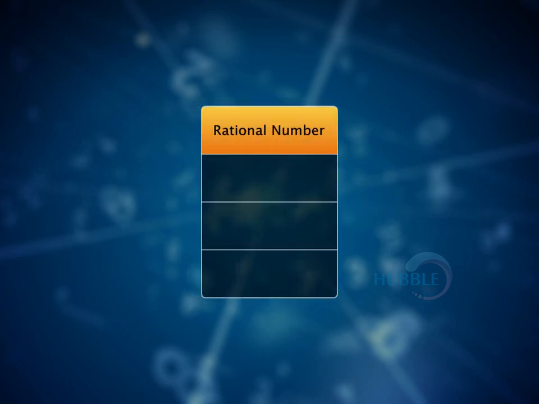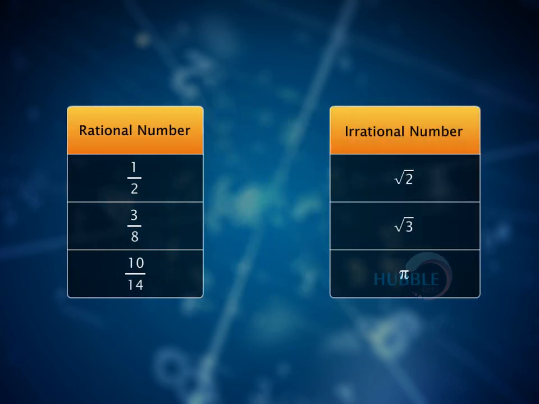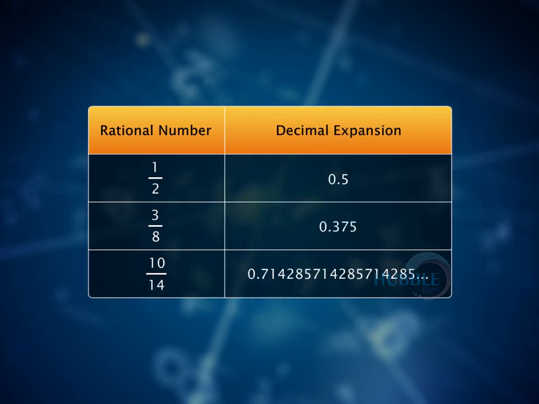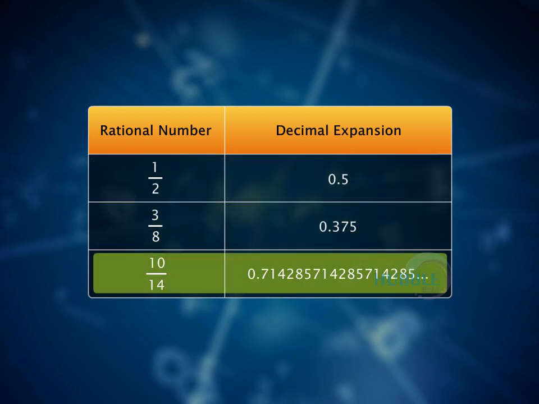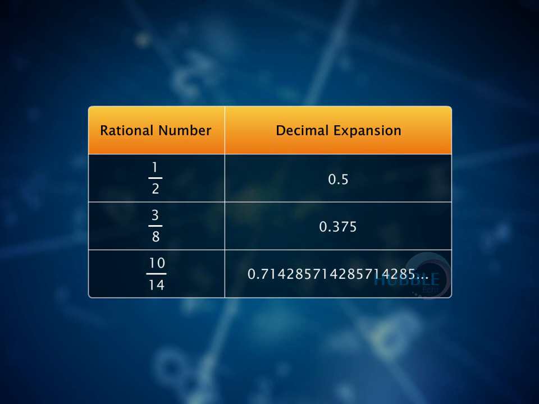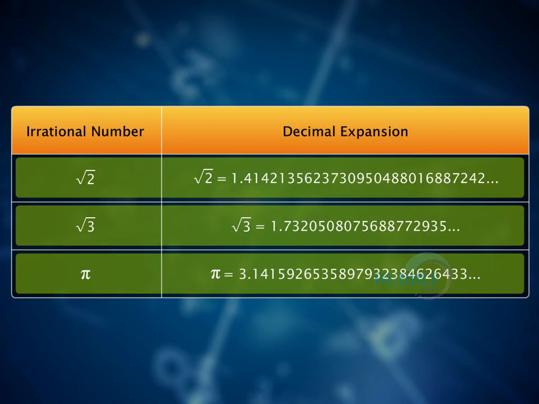We have learnt that rational numbers are those that can be written in the form p over q, where p and q are integers and q is not zero. We have also learnt that numbers that cannot be written in the form p over q are called irrational numbers. In addition, we know that the decimal expansion of rational numbers can be either terminating or non-terminating repeating. And the decimal expansion of irrational numbers is non-terminating, non-repeating.